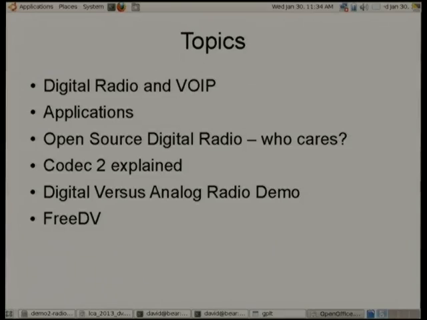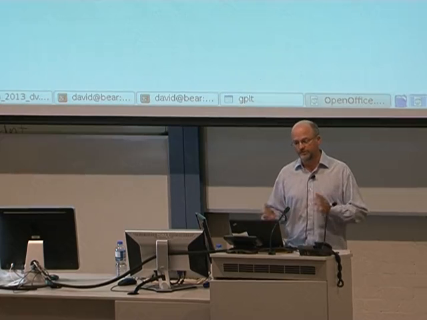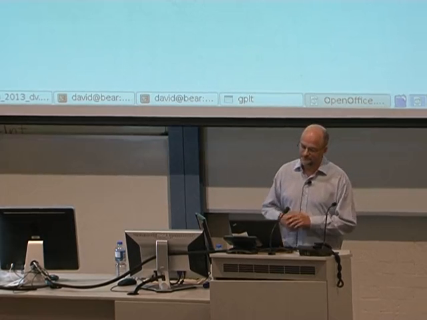I'd like to talk about some of the applications for digital radio, and why is it important? Why do we care that digital radio is open source or not? The codec used for the open source digital radio work is a codec I've developed called Codec 2, so I'd like to spend a little bit of time explaining that. Then we'll have a couple of demonstrations. The first will be some stored files that show the difference in what the digital versus analog systems sound like over a typical channel. And then we've got a demonstration of a GUI application that brings all the components together that we've been working on for the last few years.